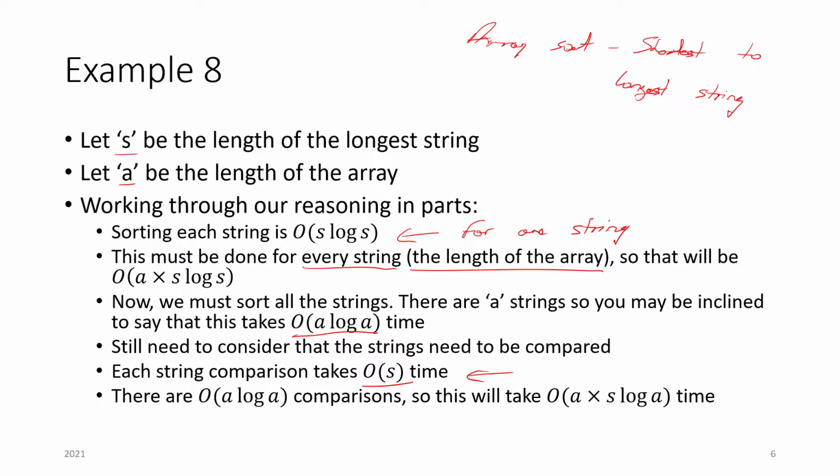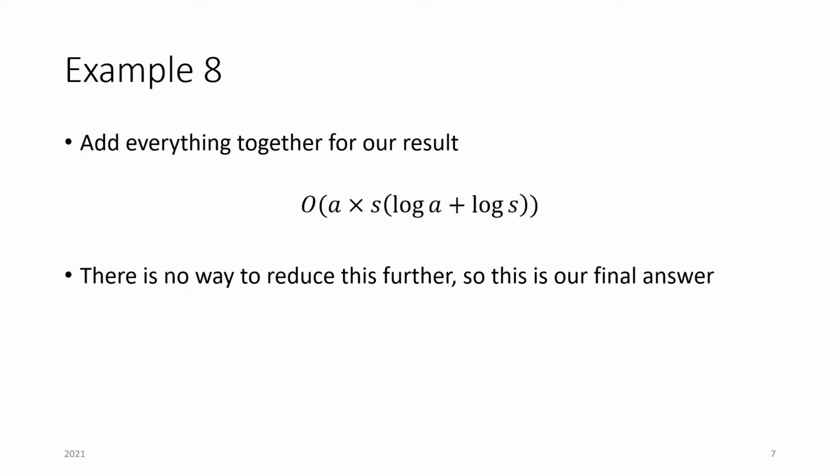So if each string comparison here is going to take O of S time, and we know that in sorting all of the strings, that's going to be O of A log of A comparisons. So we just multiply the two together to get O of A by S log of A here. And then we just add the two results together. And as a result, we'll get O of A multiplied by S, and in brackets here, we have log A plus log of S.